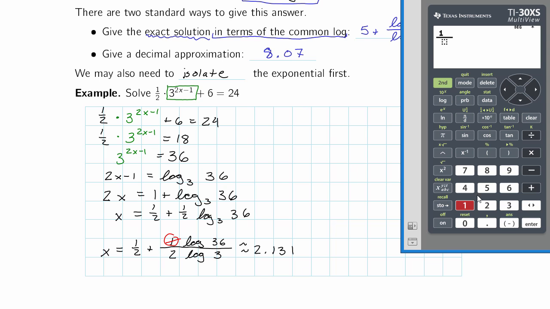If we take a half times 3 to the, well, we'll have 2 times our value of x, 2.131, minus 1, and then get out of the exponent and say plus 6, we get something very close to 24, as we'd hoped.